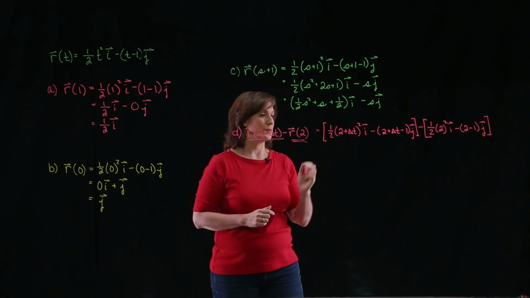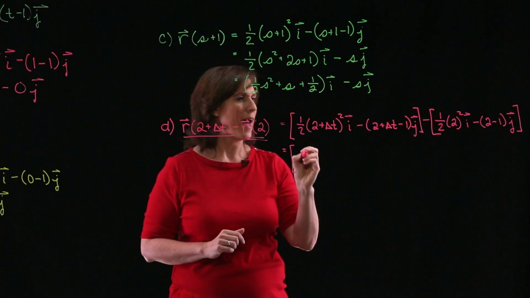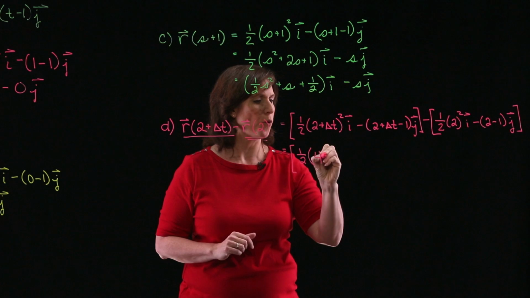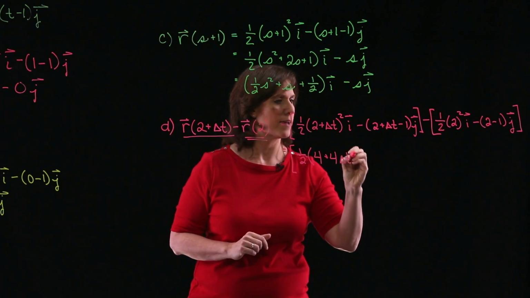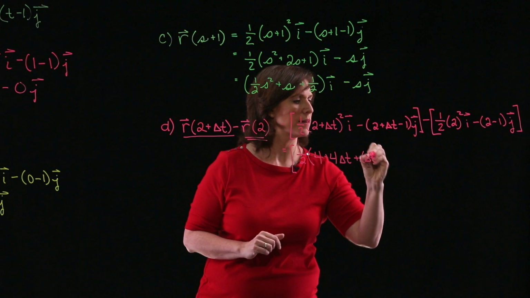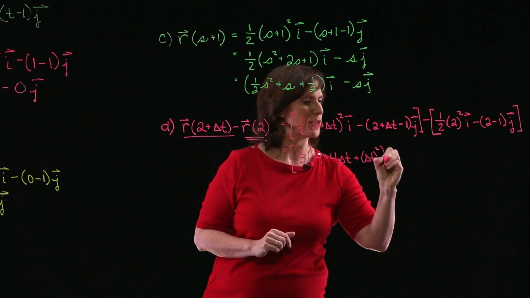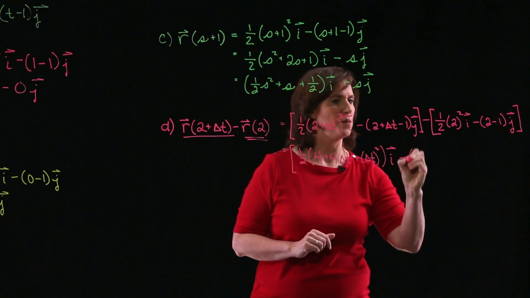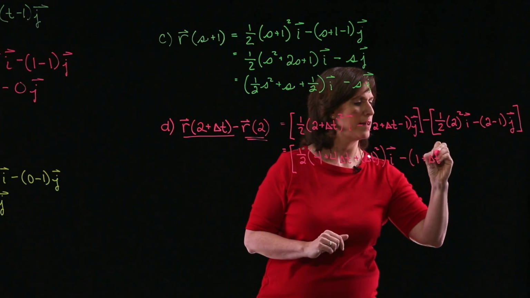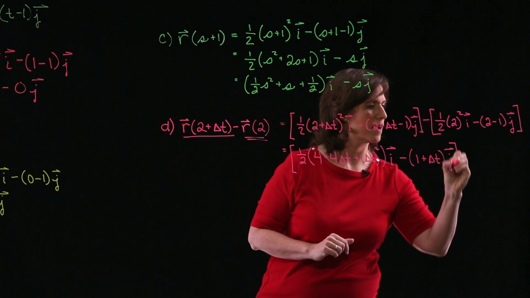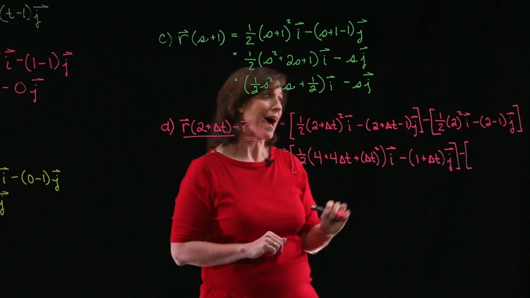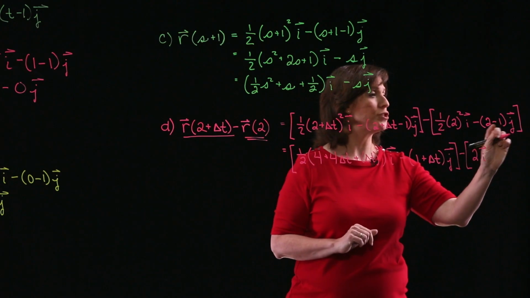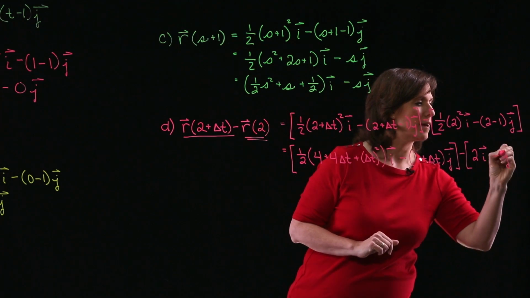Okay, now I have some simplifying to do. I'll have 1/2, using FOIL on this piece, times the quantity 4 plus 4 delta t plus delta t squared times vector i minus, this piece reduces to 1 plus delta t times vector j. Then I'm going to subtract 1/2 times 4, so that'll be 2 times i, and 2 minus 1 is 1, so that'll be minus my vector j.